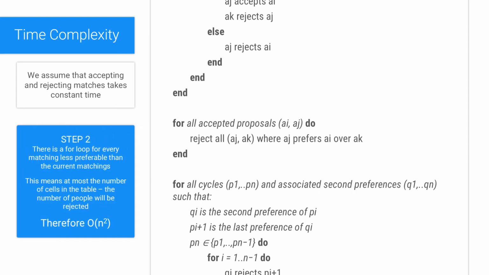In step 2 there is a for loop for every proposal, and for each of those proposals all of the less preferable people are rejected. In the worst case, all of the first preferences are accepted, meaning there are n squared minus n rejects, making it in big O also n squared.